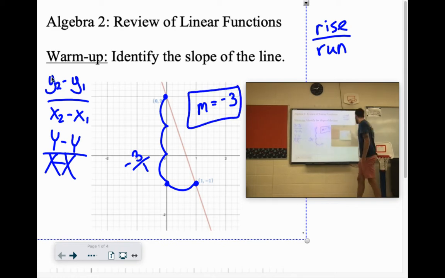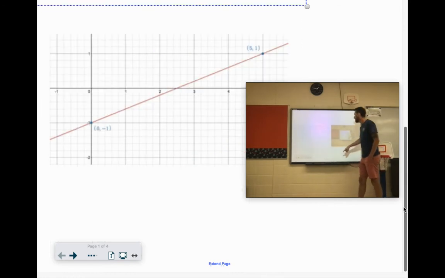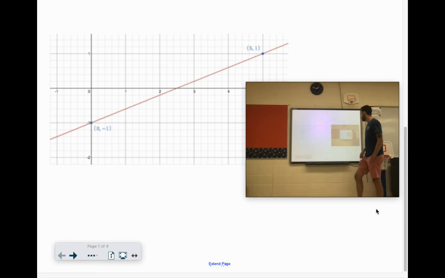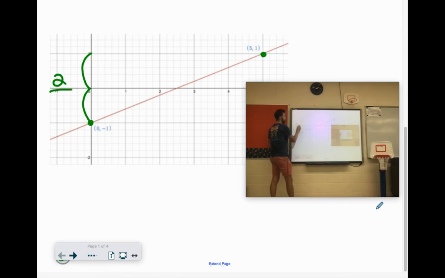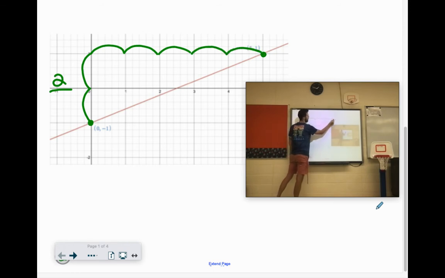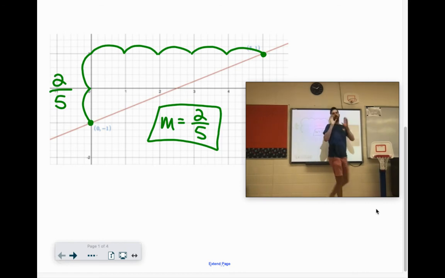So let's try another one. We have a second one down here. Let's extend this page. Whoa. All right. So let's count this one off in green. Here's our first point on the left. We're going up to this point here. So I see we're going up 1, 2, and then we're running over 1, 2, 3, 4, 5 places. So 2 over 5. So m equals 2/5. That's not bad. It's almost too easy.